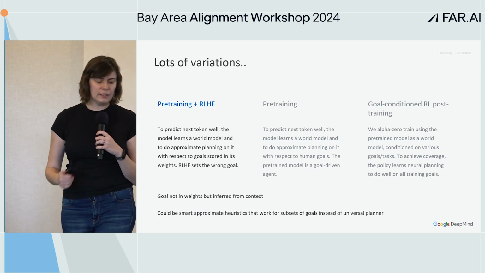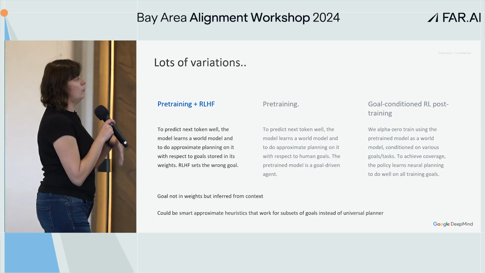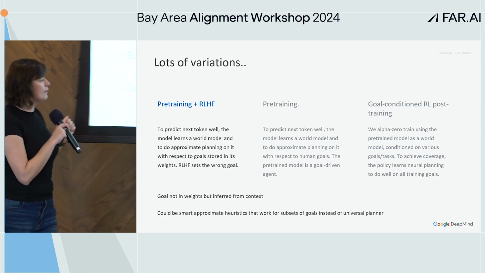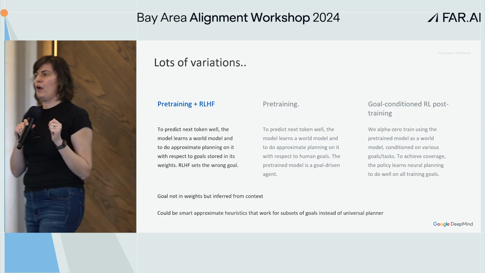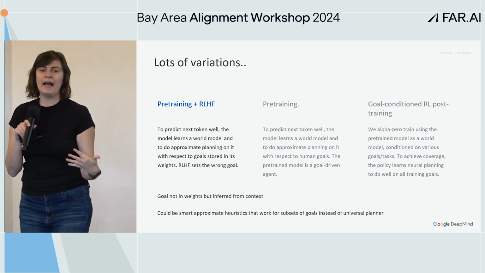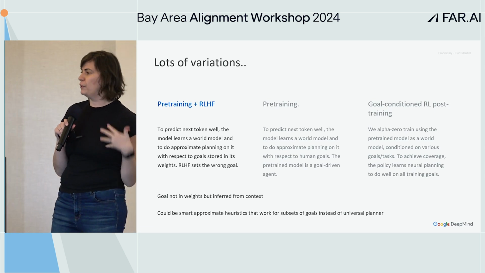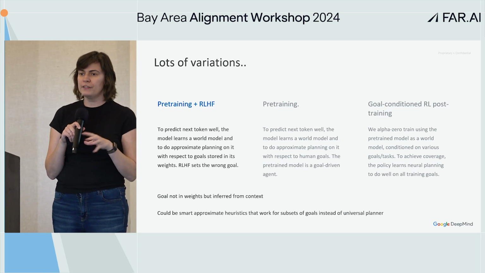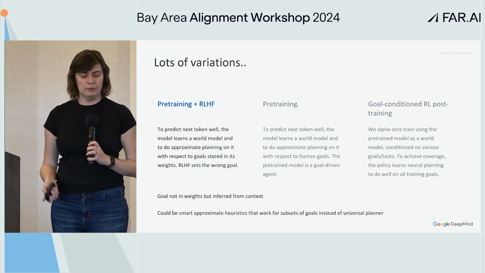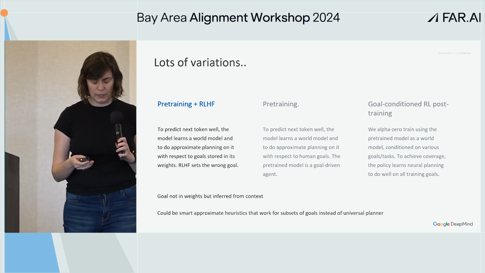There's variations of this, like the goal is not necessarily stored in the weights, but inferred from context. There's variations where you don't actually have universal planning. It's not just approximate DP on a world model running there, but you have this sort of bag of heuristics that's generalizable enough, which is maybe a little bit more how people do things.